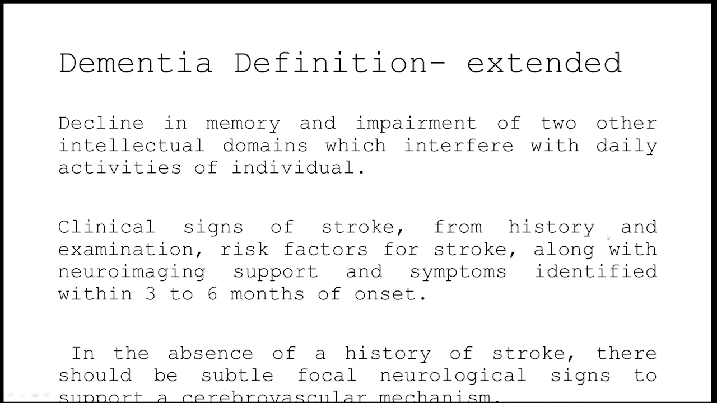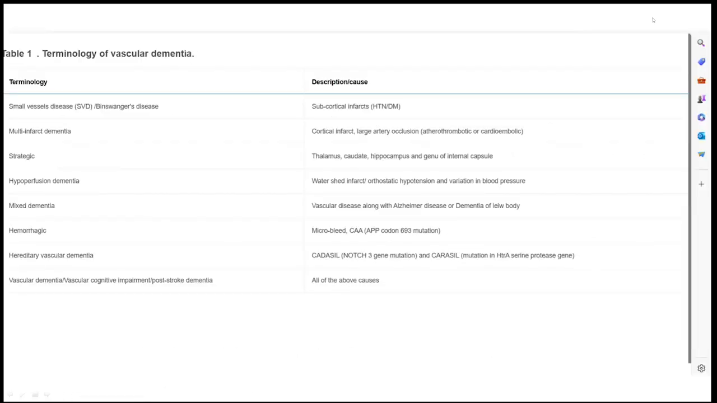In the absence of a history, because a lot of stroke presentations can go unnoticed, either by patients themselves if they're subtle, or by family members, and they have not been brought to the attention of clinicians. So in the absence of a history of stroke, there should be some findings at presentation. And we said this presentation is up to 6 months after onset of a stroke or a cerebrovascular event. So at the time of making the diagnosis, if there's no history, there must be some neurological signs to substantiate or to support a cerebrovascular mechanism.